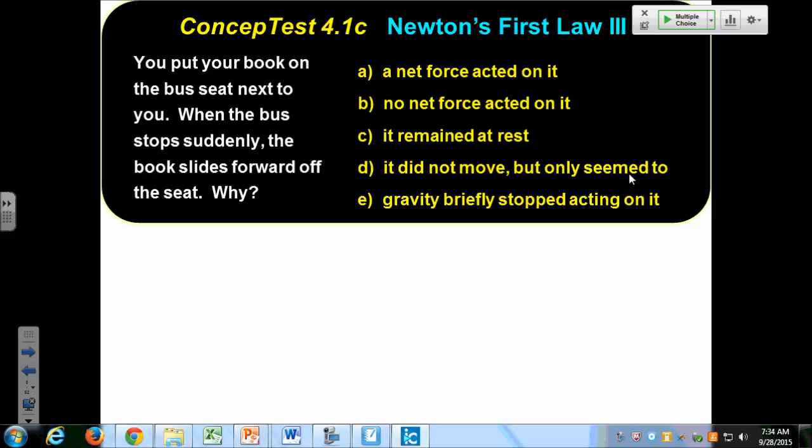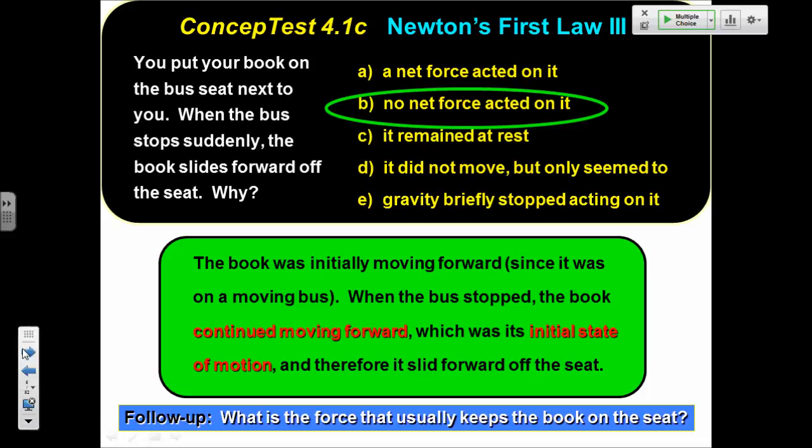If it would have stayed on the seat, what would have been the force that would have acted on the book? Right, the frictional force would have acted on the book, causing it to stay in the seat. Right, so the answer here is B.